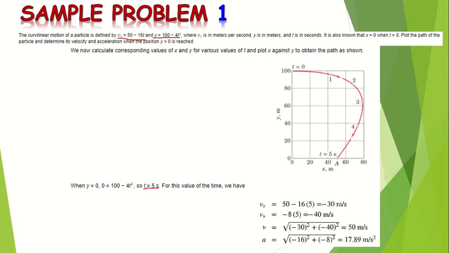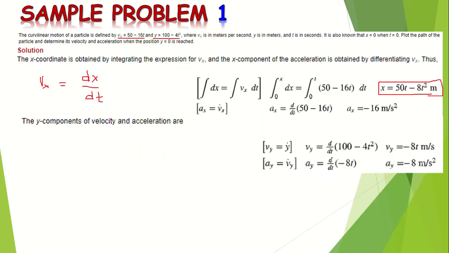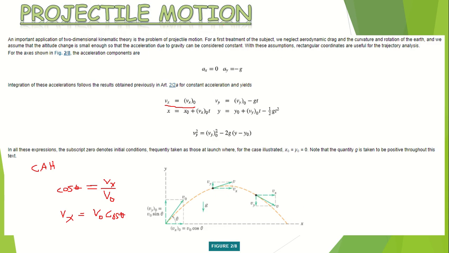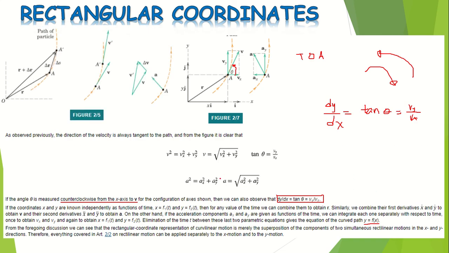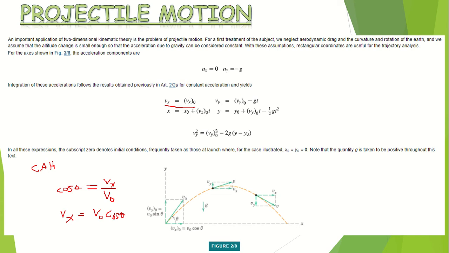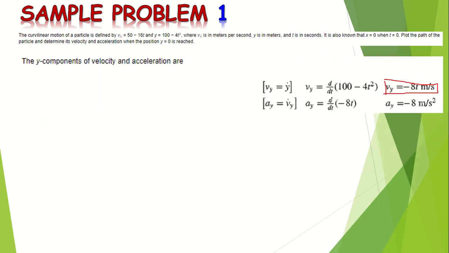From the formula for the acceleration, if you can remember, we have to make use of this formula. So a equal to the square root of ax squared plus ay squared. We have to make use of that formula to get the acceleration.